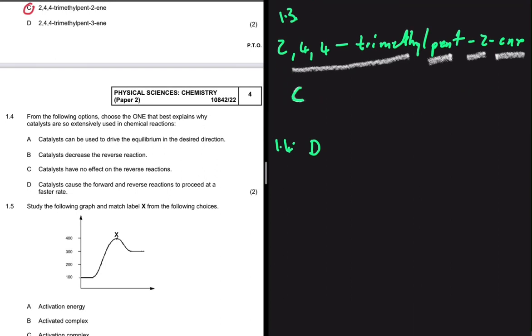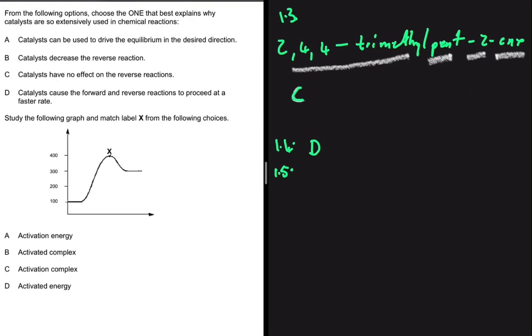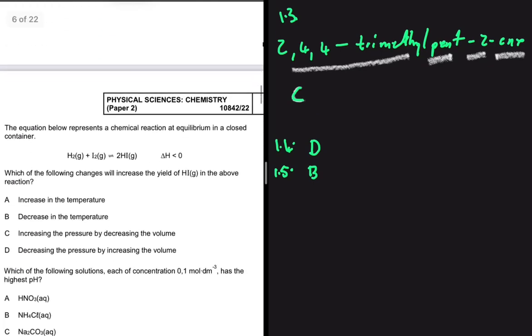Let's look at 1.5. 1.5 says, study the following graph and match label X from the following choices. So let's look at label X. Before we even look at our choices, label X is our activated complex. And that seems like option B, activated complex. So the answer to 1.5 is B. So let's go to 1.6.